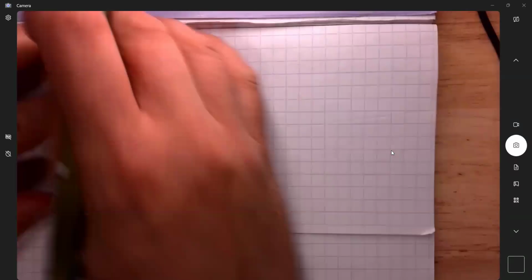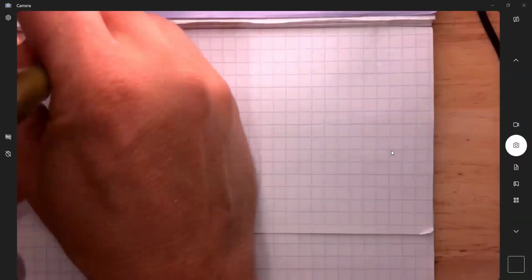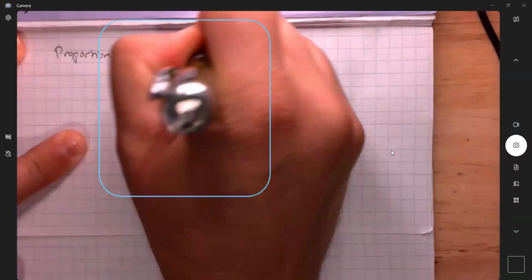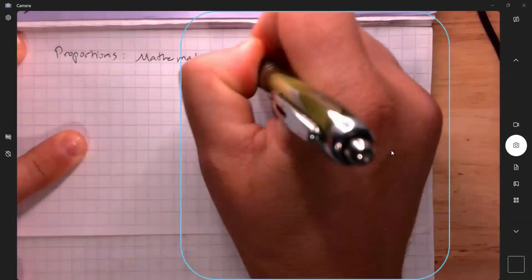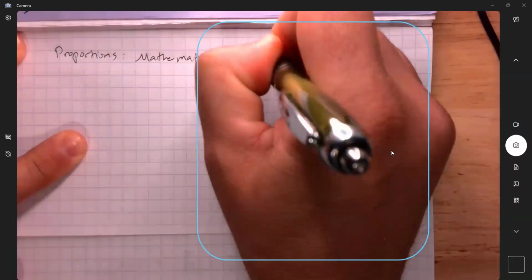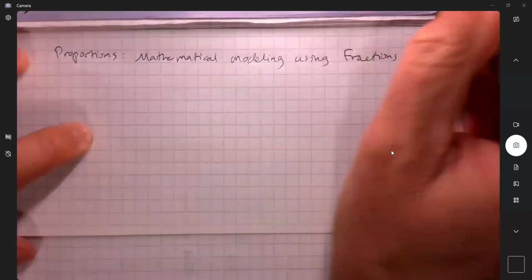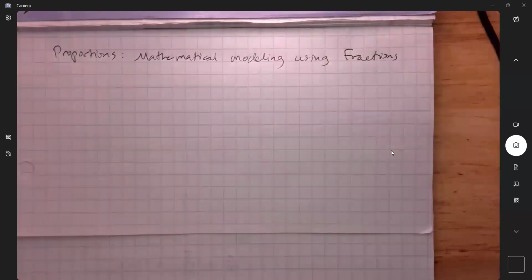So let's talk about proportions, which are basically mathematical modeling using fractions, which is why we work on the fraction idea.